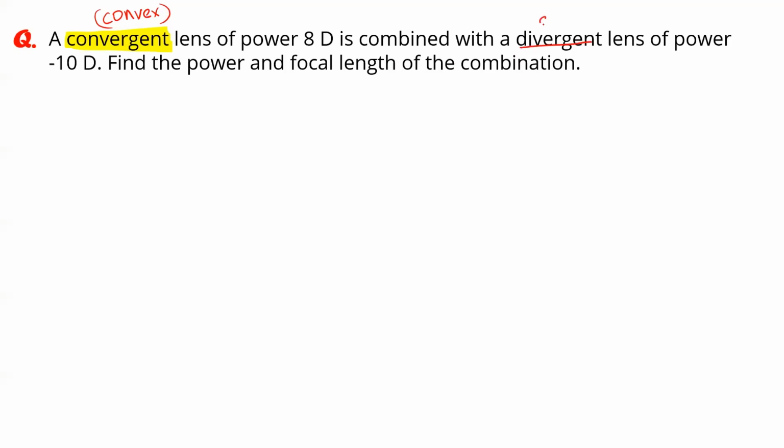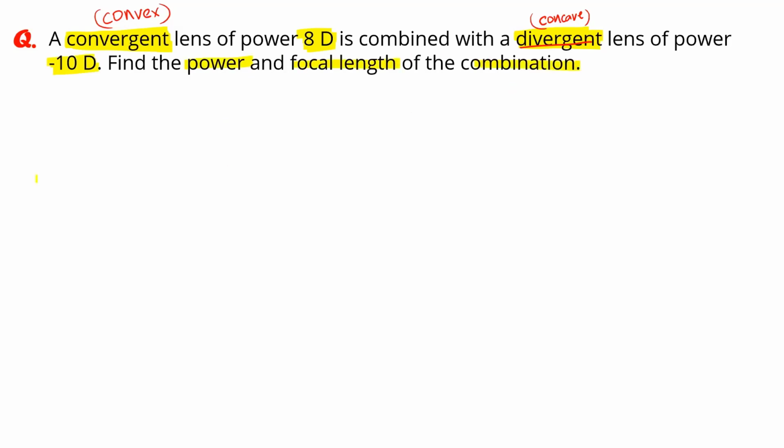Divergent means the opposite. It is concave. Those who don't know, write it down or mark it near those terms itself. Convergent, convex; divergent, concave. Here, the convergent lens power is given as 8 diopter. The divergent lens power is given as minus 10 diopter. You need to find the power and focal length of the combination.